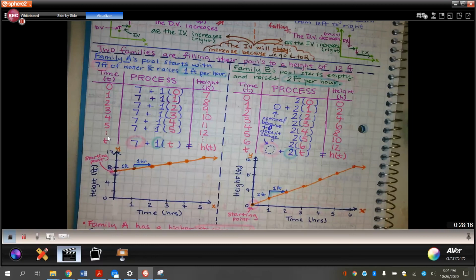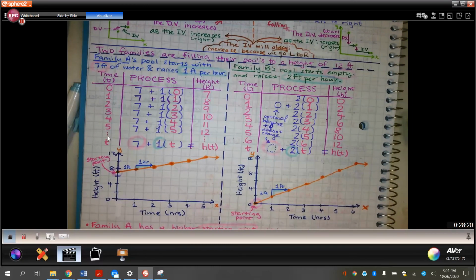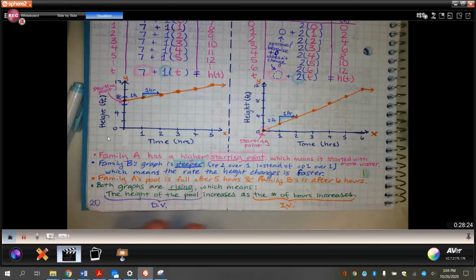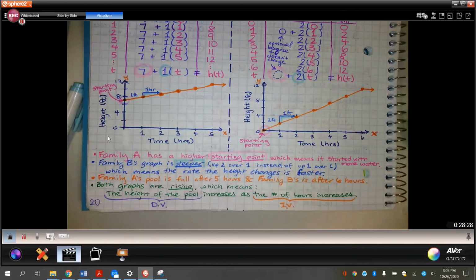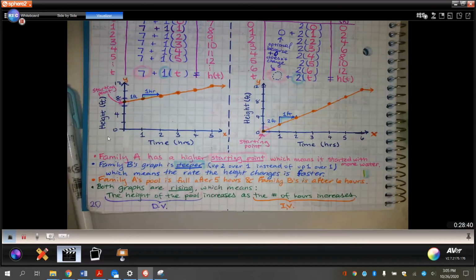The things are not random, they're all tied together, and here is some ways to analyze and be able to describe the graphs. In this case, they both happen to be rising. We can compare their starting points, we can compare their speed or steepness, right? We can compare when they reach a certain amount, which in this case was when did they reach 12 feet, and then we can talk about whether they're rising or falling. Okay, so there is that.